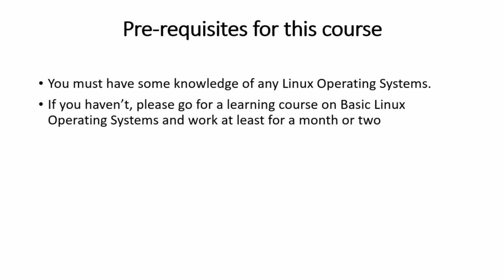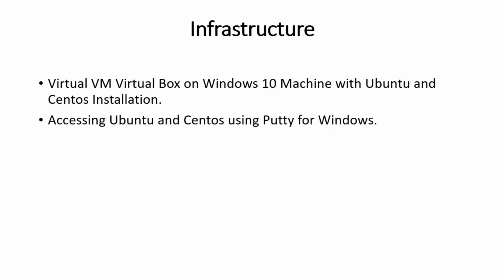Prerequisites for this course. You must have some knowledge of any Linux operating system. If you do not have the requisite experience, please go for a basic learning course on Linux. I have included my book, Linux, a Quick Learning Guide here. You may like to read this book. Infrastructure. I have used VirtualBox VM on a Windows 10 machine with Ubuntu and CentOS installation. I am accessing Ubuntu and CentOS using PuTTY from my Windows 10 desktop.